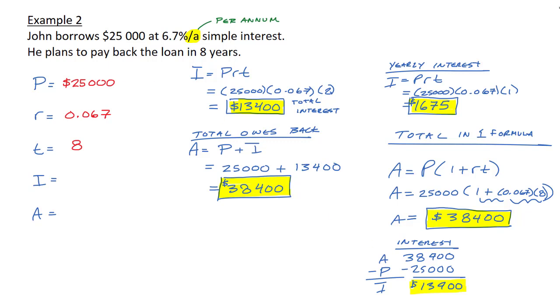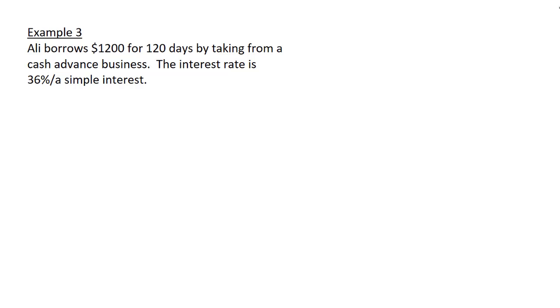All right, so let's check out another example here. This one's very similar to the last one with one little catch. Ali borrows $1,200 for 120 days.